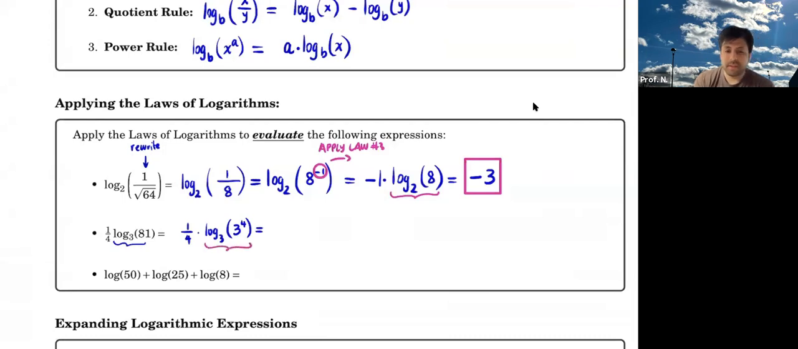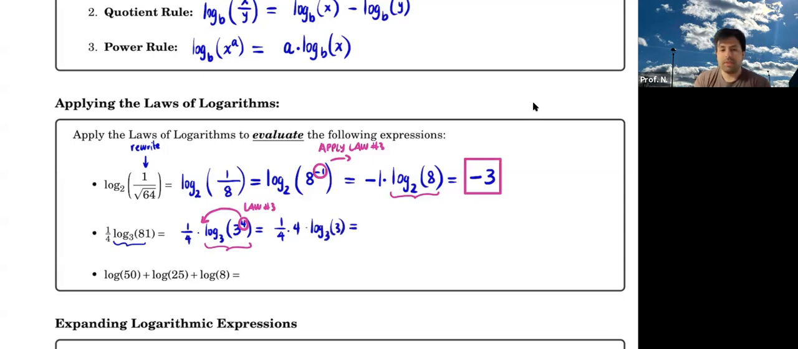This here is one of those properties that we've discussed in the previous lecture. Or you could use law number 3 again. You can apply law number 3, which is what? Take the 4 and put it in front. So look what I get. This is law number 3 again, right? Law number 3. So you put it out in front, you get 1/4 multiplied by 4 times log base 3 of 3.